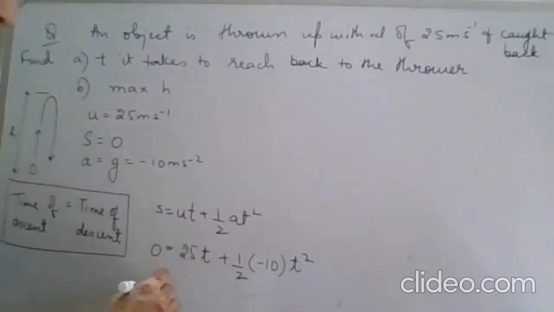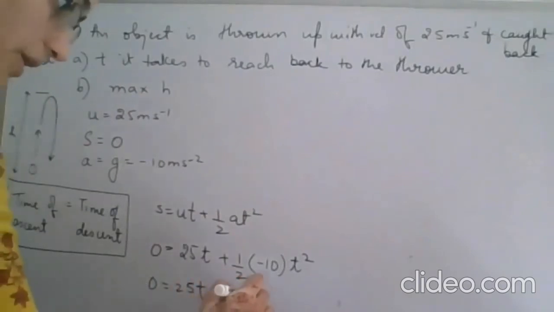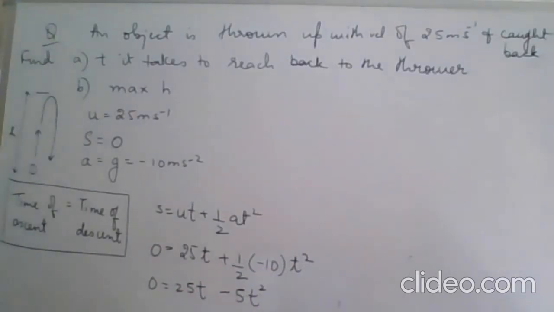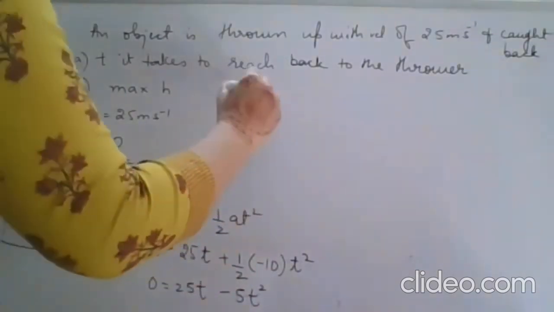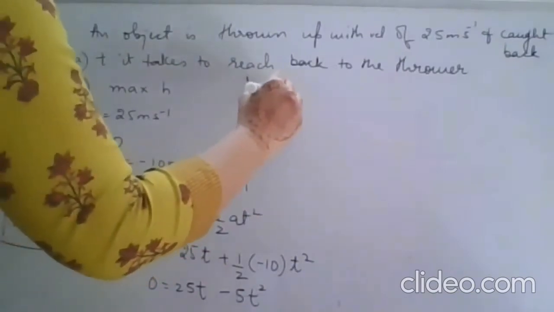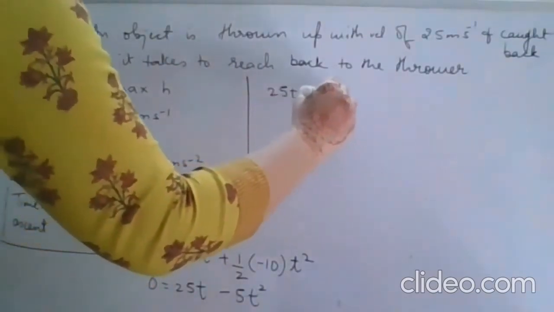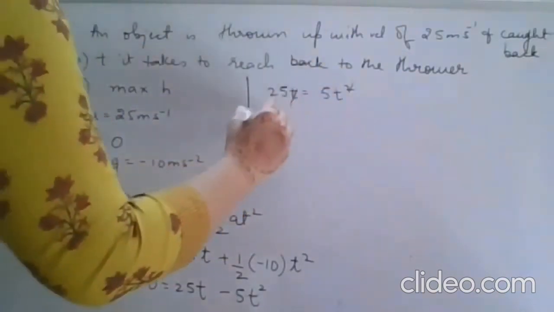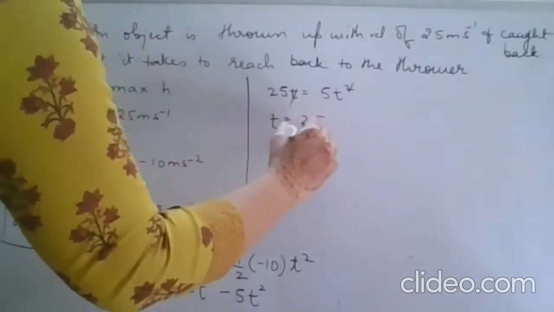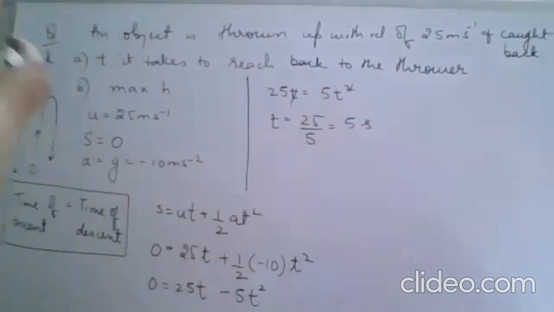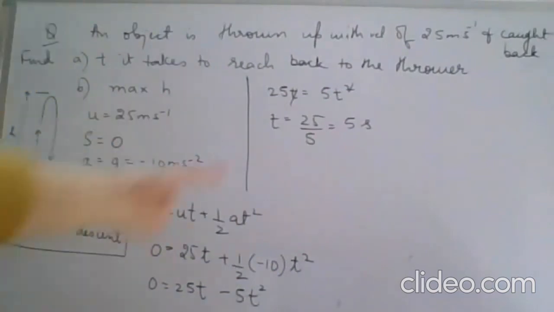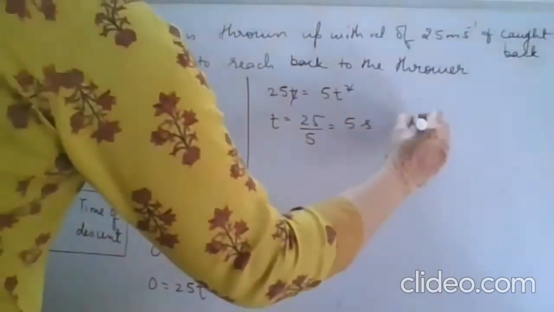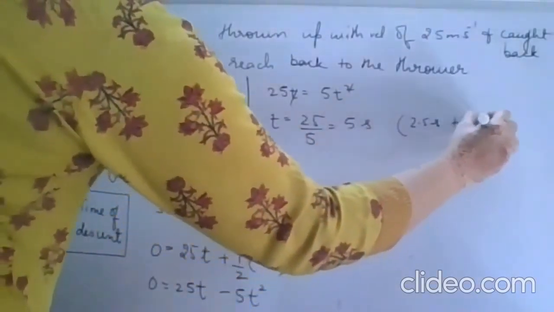Okay, so simplifying this equation, it becomes 0 is equal to 25t minus 5t square. Okay, and now rearranging the terms and simplifying it further, it becomes 25t is equal to 5t square. T, 1 t cancels away, we are left with t as 25 upon 5, which is 5 seconds. Okay, so it will take 5 seconds to go to the topmost point and come back. And remember, in this 5 seconds, 2.5 seconds to reach maximum height.